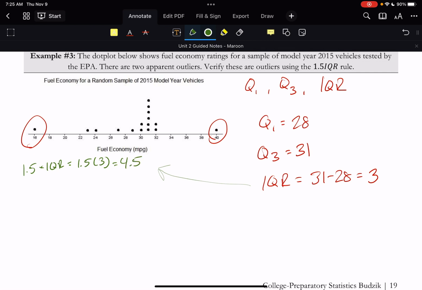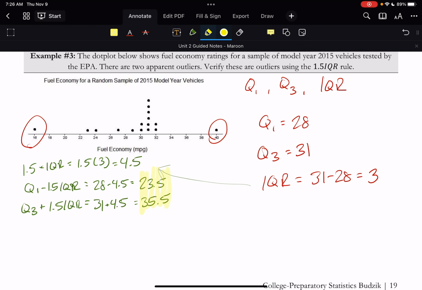So I now need to do Q1 minus that 1.5 IQR, and I need to do Q3 plus 1.5 times my IQR. So that's going to be 28 minus my 4.5 equals 23.5. And 31 plus 4.5 gets me 35.5. So again, anything that is outside of these values is considered a mathematical outlier.